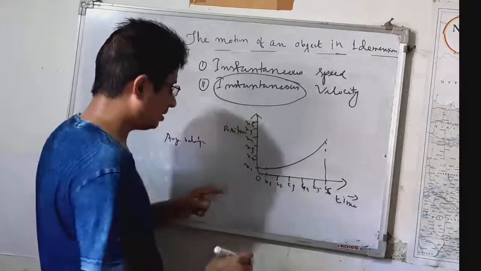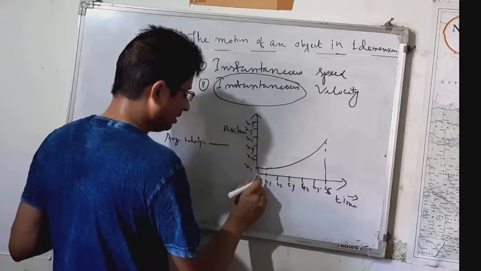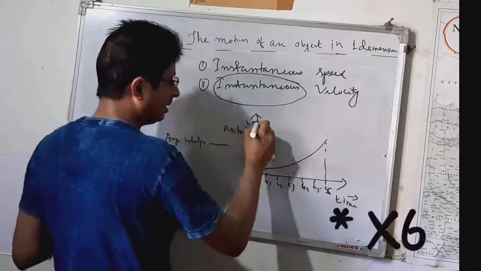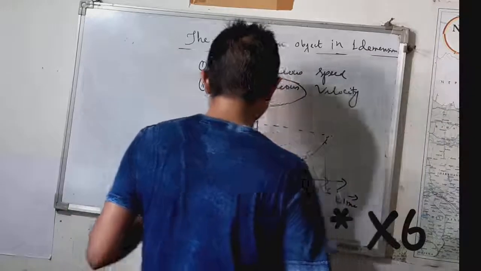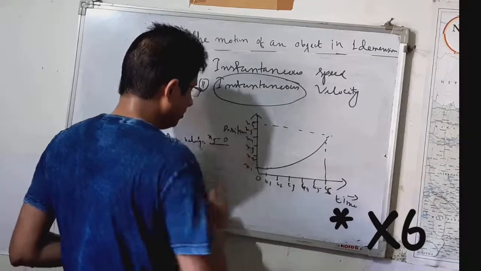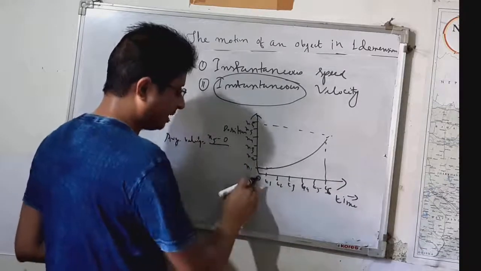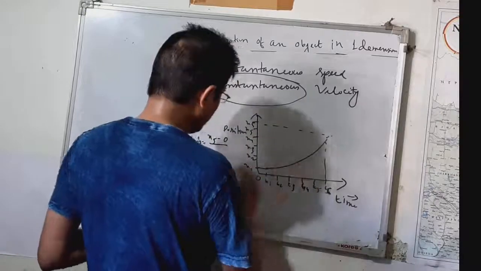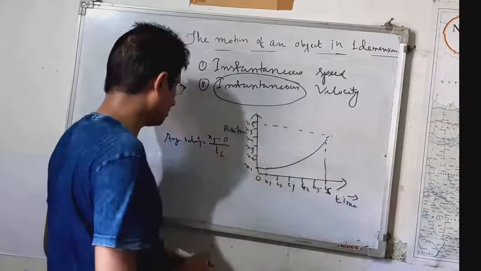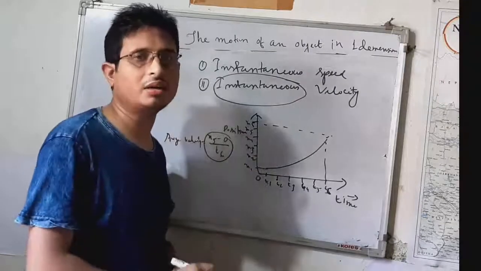Now the average velocity is, here 0 is the initial position and x5 is the final position. If we draw, this is x5. So x5, according to the definition of displacement, x5 minus 0, final position minus initial position, divided by the time interval. The time interval is 0 to t6, so it is t6. So average velocity can be obtained by using this formula for this graph.